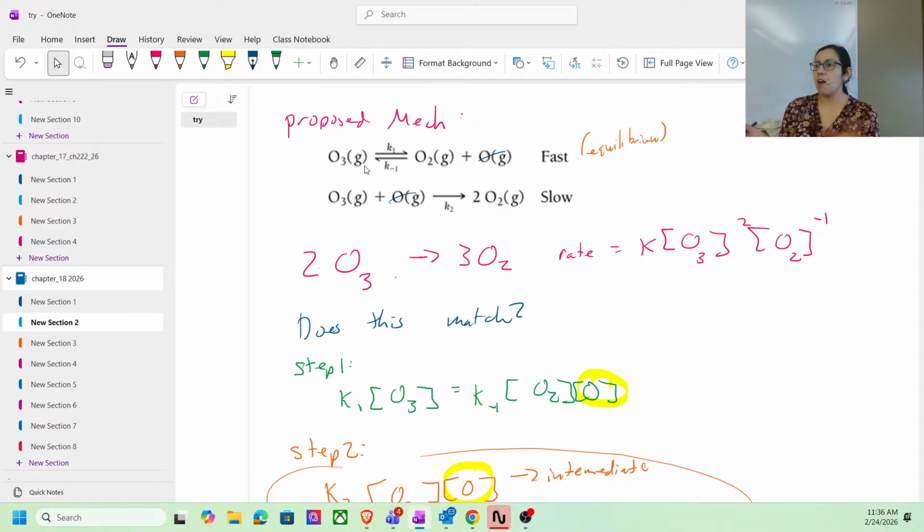We can't have our rate law with intermediates in there, so we just have to substitute to put it in terms of products and reactants, right? Because again, the data that you're going to be given is going to be in terms of products and reactants, not intermediates. So that's why you bother to rewrite it.